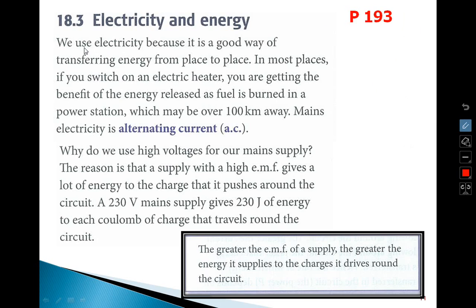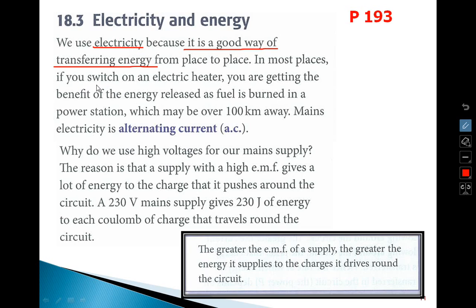As we mentioned before, we can use electricity because it's a good way of transferring energy from place to place. Electricity transfers energy from the generation station, the place where electricity is generated, to different cities and places over different distances.